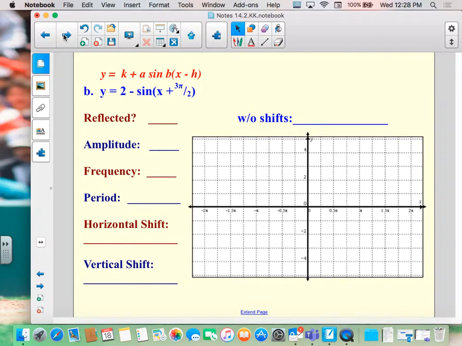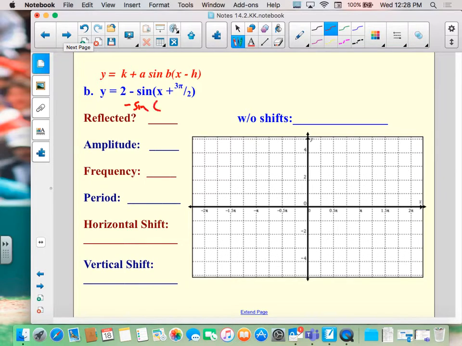as we get to some harder ones. Okay, here's our second graph. We're going to go right to a reflection problem. If you notice, move the K in front here so you could see it. If it helps you, you could rewrite this as negative sine x plus 3 pi over 2 and put the 2 at the end. Okay?